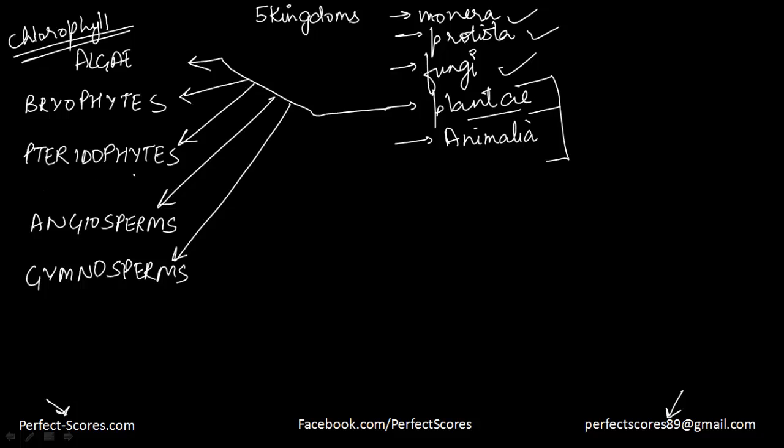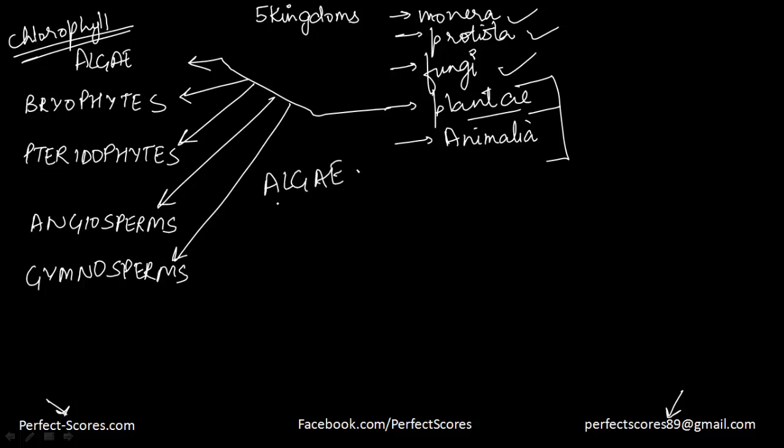Apart from that, how do they get their nutrients? What is the process by which they make their own food? How do they reproduce? All these are the different factors that affect whether a plant species will be put into algae, bryophytes, pteridophytes, angiosperms, or gymnosperms. What we'll be focusing on right now is going to be algae.